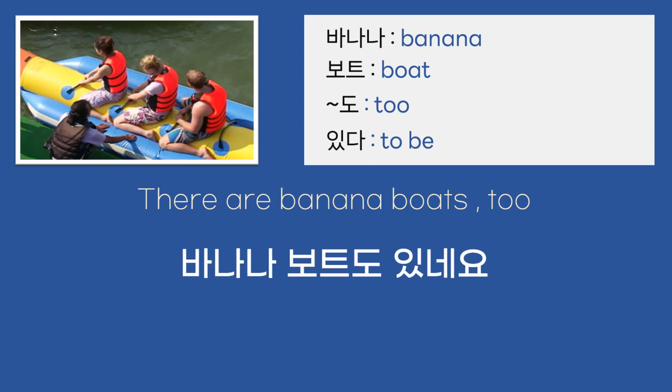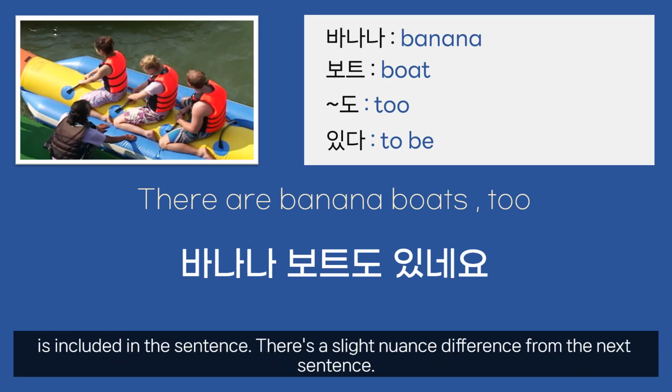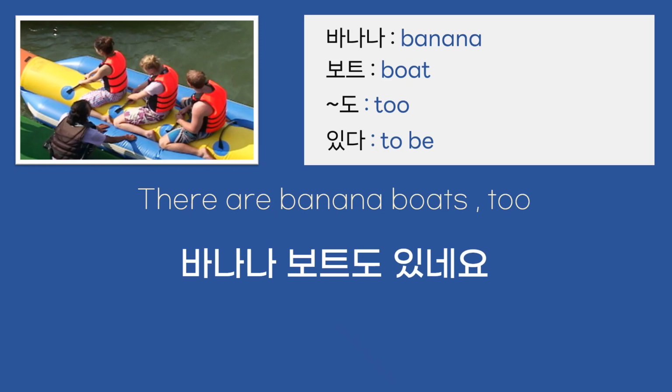바나나 보트도 있네요. This sentence contains some admiration. In other words, "now I see that" is included in the sentence. There's a slight nuance difference from the next sentence. 바나나 보트도 있어요.